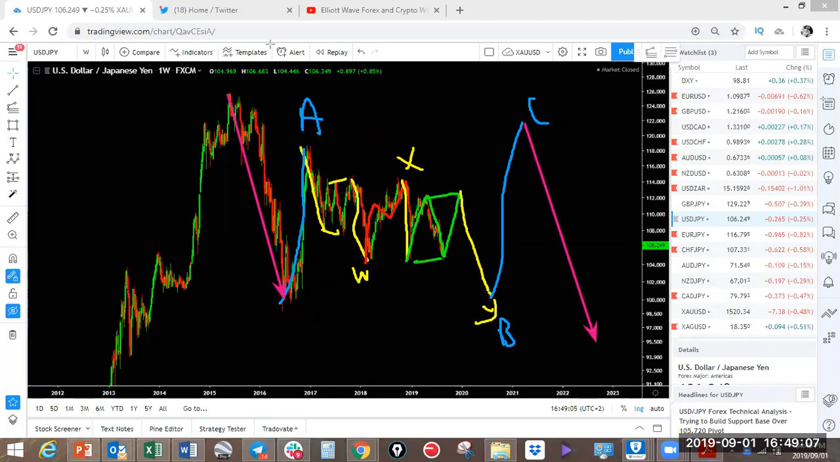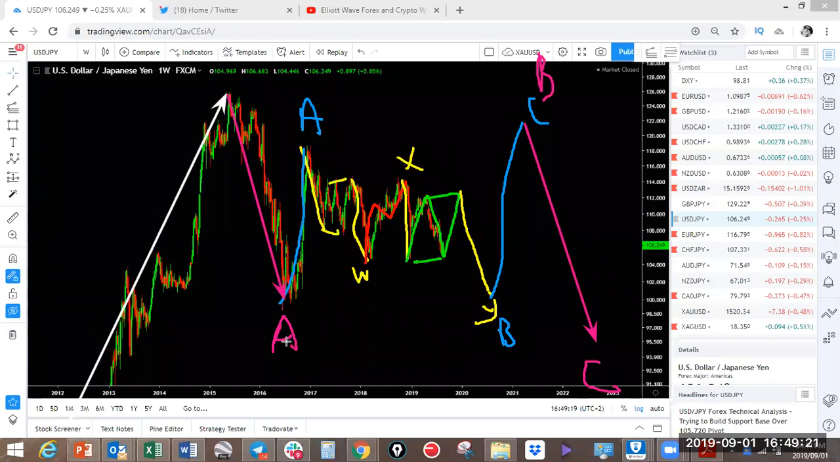And now this will be your, let's label this one. This will be your A, this will be your B, this will be your C. Now we're still not done. Let's get a white now. This will be your push higher in white, and all of that pink will be your corrective structure. You see, it's an exhibition of complex corrections there.